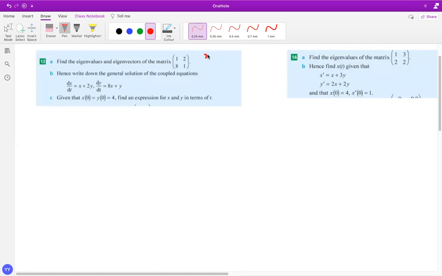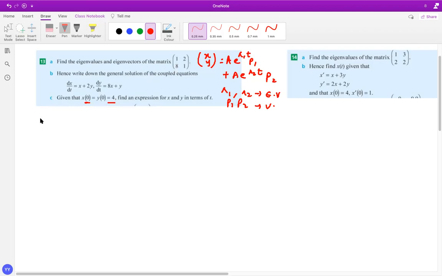So here we have the formula: x and y equals a times e to the power lambda 1 t times p1, plus b times e to the power lambda 2 t times p2, where p1 and p2 are the eigenvectors and lambda 1 and lambda 2 are the eigenvalues. a and b are the constants that depend on the initial condition. So let's get started. The first thing is that I have to find the eigenvalues and eigenvectors.